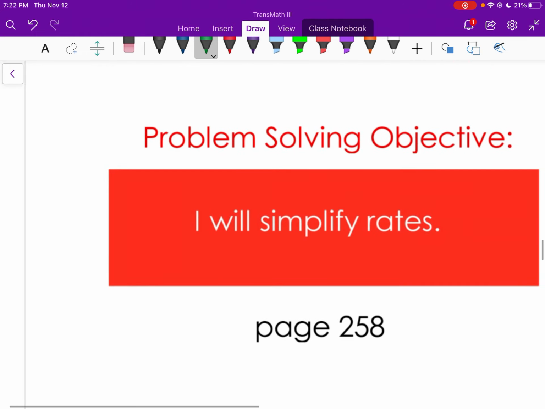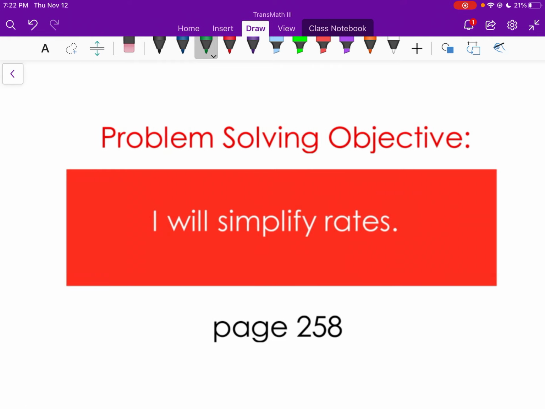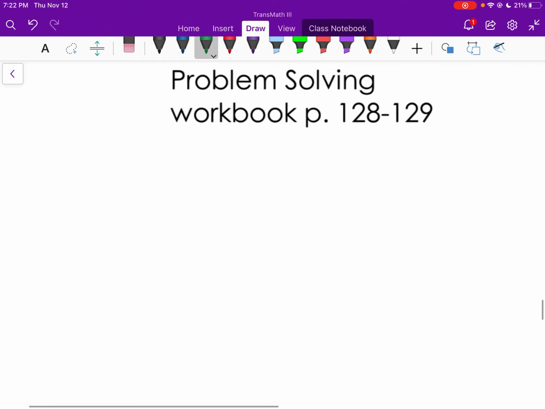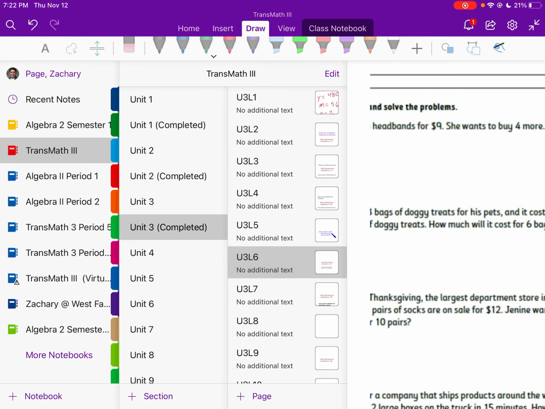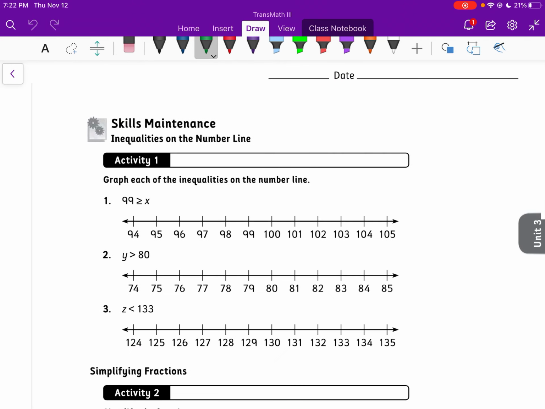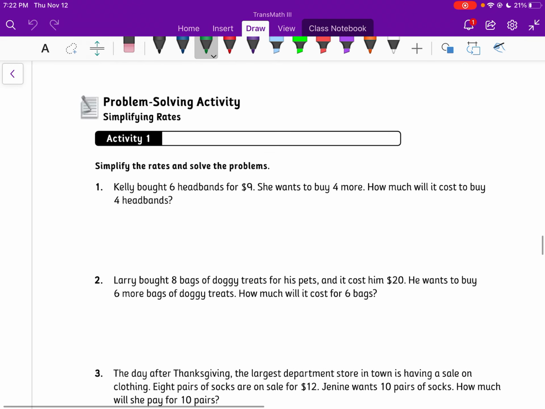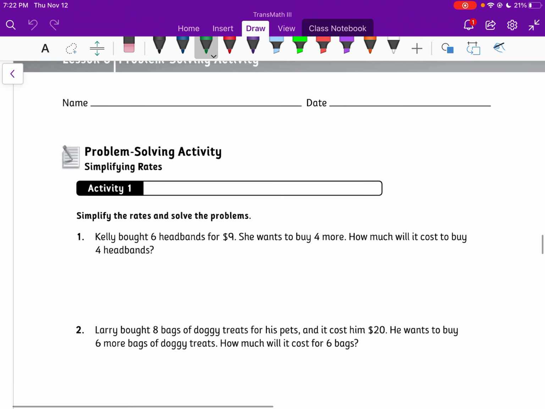All right, so that was how we get inequalities to be true statements when multiplying or dividing by a negative value. Okay, so problem solving for today, we're going to simplify rates. It's page 128, 129 in the workbook. So let's go to the workbook. 128. So simplify the rates and solve the problems.